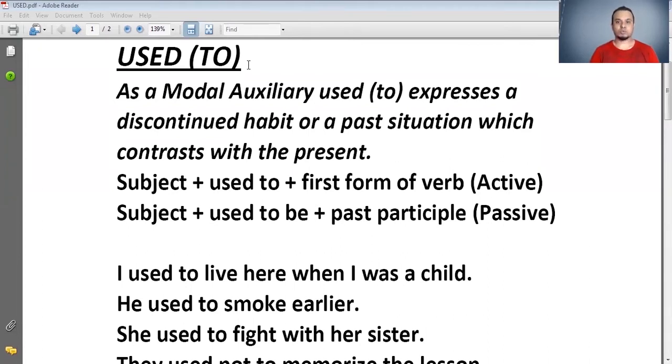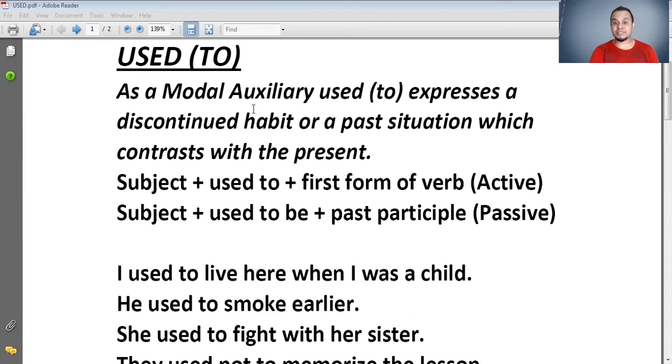Used to, as I have explained to you, is a modal verb and an adjective. मैं आपको शुरू में मैंने बताया कि used to एक modal verb है और एक adjective भी है. Then we are going to learn first what it means and how we use used to as a modal verb. We will have a look at the definition first.